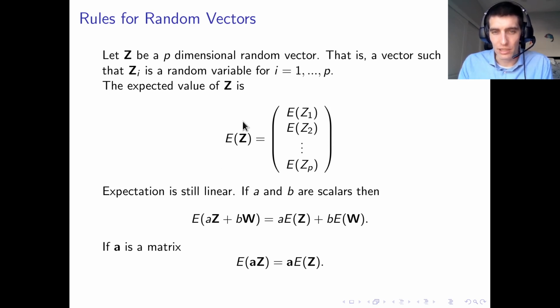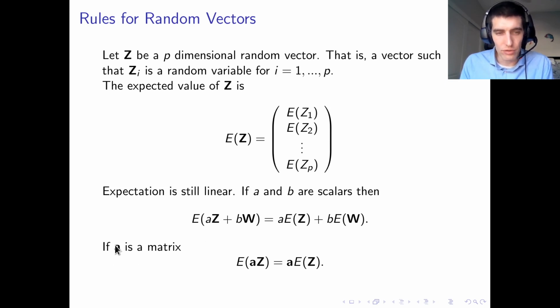And expectation is still linear. So we're not working with scalars anymore, but if we have random vectors z and w, and scalars a and b, then for the expectation of their linear combination, we can pull out the scalars and distribute across the sum, just as we could in the scalar case.